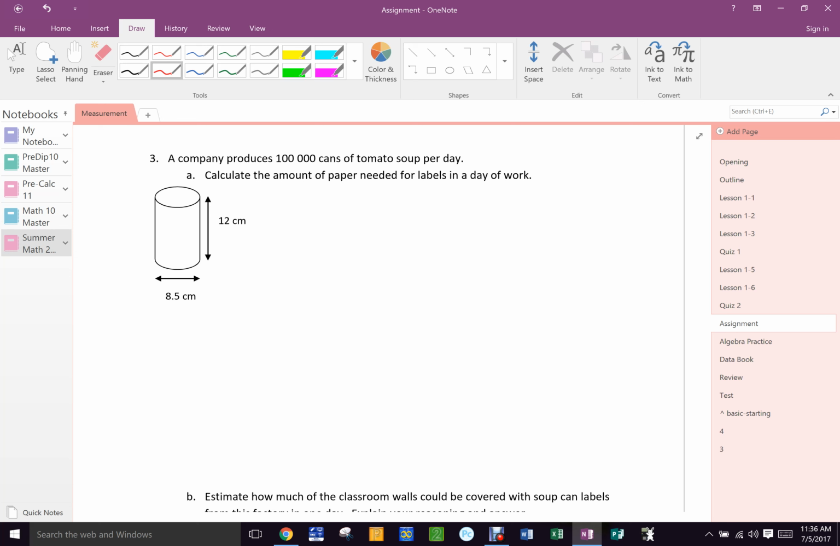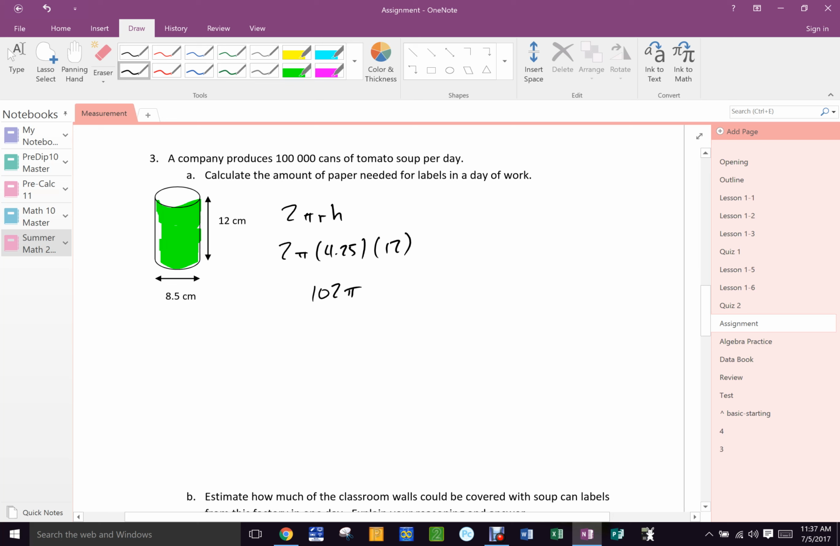All right. So, guys, first problem. Where is the paper going? Sydney, you were showing Brooklyn. You were absolutely right. Where does the paper go on a can? Only here, yes? So, do I care about the surface area of the two circles? No. So, it's only 2 pi RH, yes? 2 pi, radius is 4.25, height was 12, times 2 gets you 102 pi for one can.